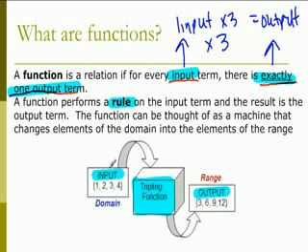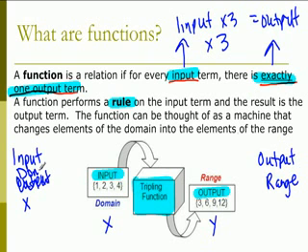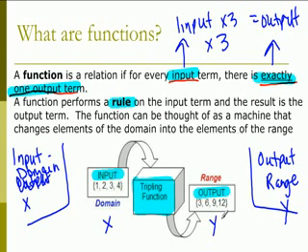Now our input terms have different names. It can be input, it can be domain, or it can be x for like the xy coordinate. Or it can be output, range, or y. So all of these names are the same. I put input, output, but I meant to put here domain. So input, domain, x, and output, range, y. These are all the same names when you're talking about input-output tables.